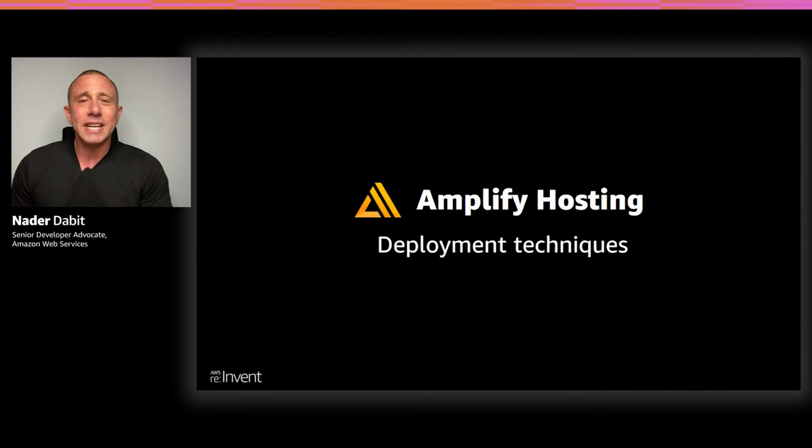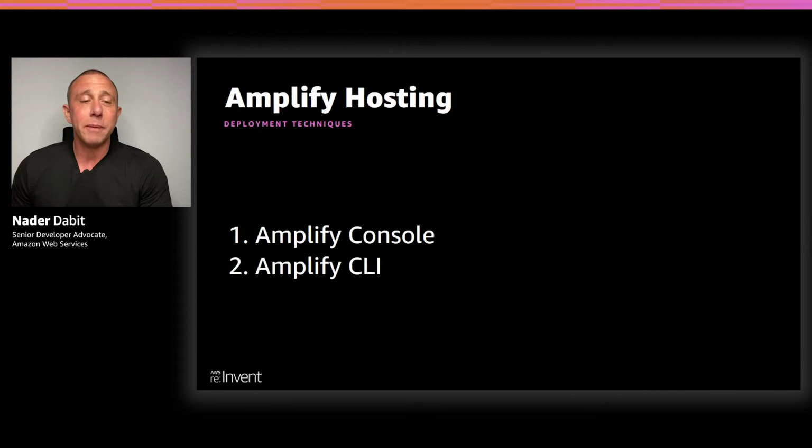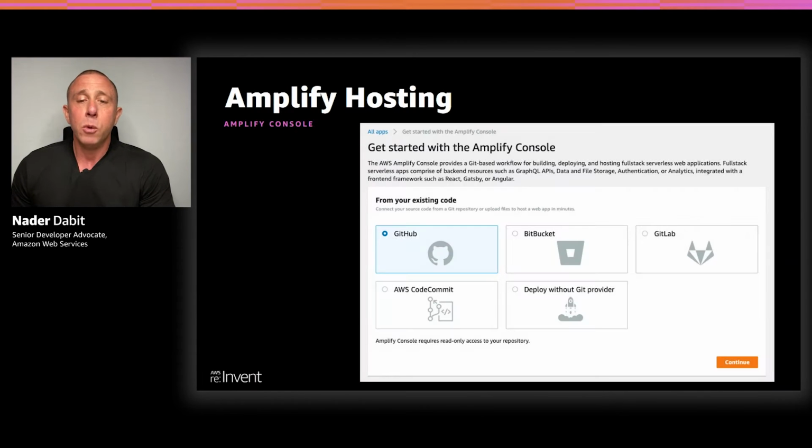So there's a few techniques, like I mentioned, that you can deploy your sites with Amplify hosting, but we're going to be focusing on two today. We're going to be looking at the Amplify console as well as the Amplify CLI, and we'll start with the Amplify console. When you create a new app, Amplify will prompt you for your repository location, letting you choose between a Git provider or external code location.